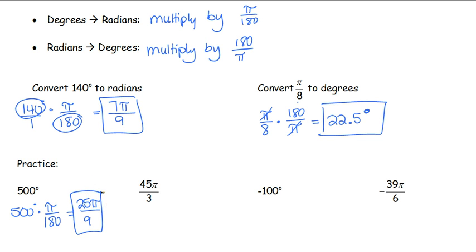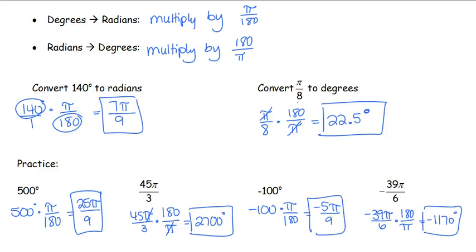Good, done. I have radians, which means I want to get rid of that pi. The only way to get rid of that pi is to have them cancel out. So pi goes on the bottom, those cancel. Now this one is a little bit more difficult than the first one. It's 45 times 180. Then we divide by 3 to get 2,700 degrees. Alright, there's only 2 more left. I want you to press pause and do the conversions yourself. Alright, let's see how you did.